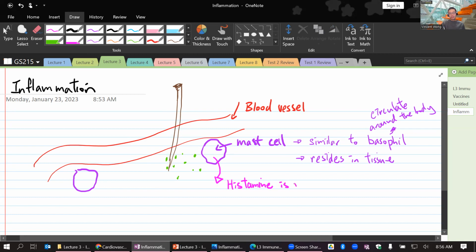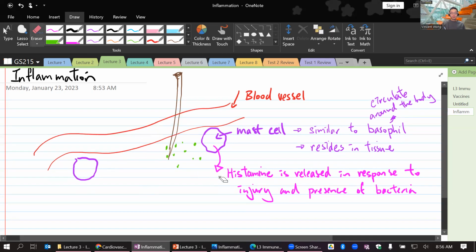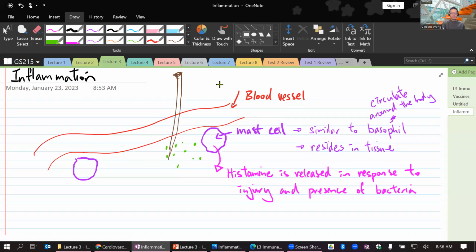Histamine is released in response to injury and presence of bacteria. Okay. So I'm going to put histamine here.